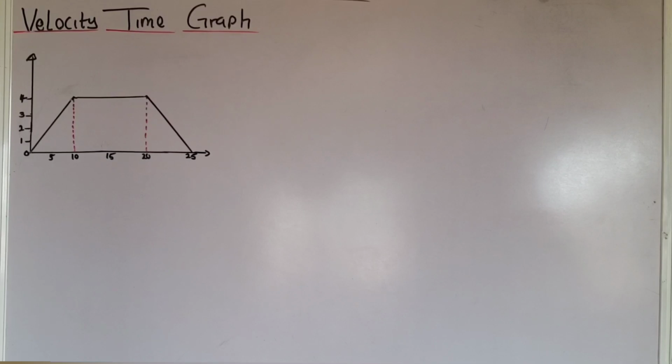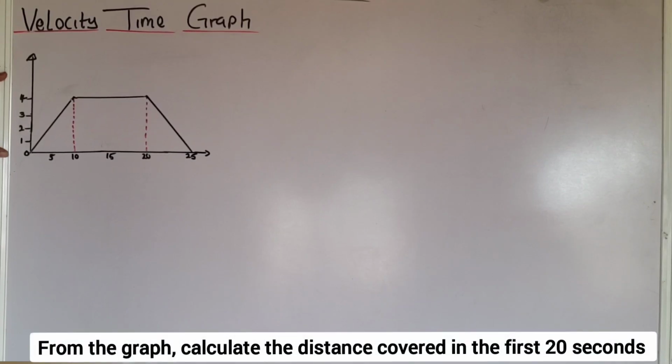In this class, we're going to go over questions on velocity time graph. Okay, let's start with the first question. We are given this graph. This graph represents the velocity time graph of a body. We are asked to calculate the distance covered in the first 20 seconds.